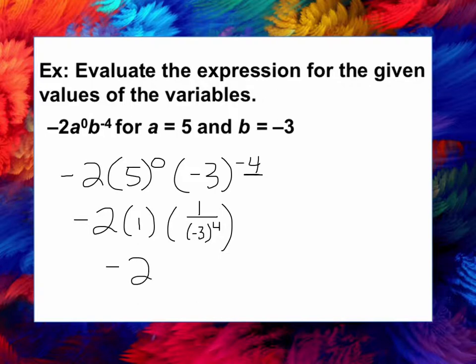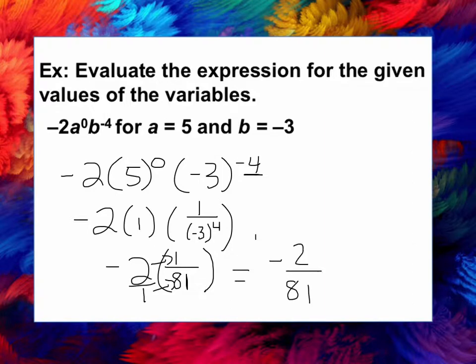Evaluate negative 3 to the 4th power, which is all over 1 over 81. Excuse me, 1 over 81. Negative 3 to the 4th power: I write negative 3 4 times and multiply it by itself, and I would get 81. And it's positive. And then I'm going to multiply straight across here and here. So my answer becomes negative 2 all over 81. And that's as far as it can be reduced.